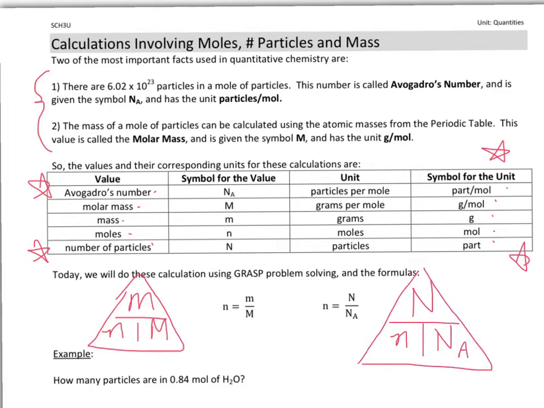there's your triangle there. And you'll remember that if you cover up, so let's say I cover up capital N, then capital N equals lowercase n times NA, or Avogadro's number. And then over here, if I didn't know lowercase n, lowercase n equals lowercase m divided by capital M. I'll go over a couple examples here.